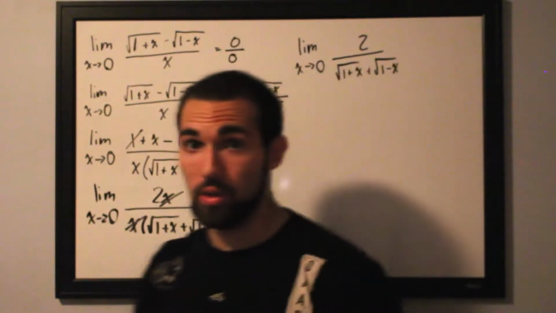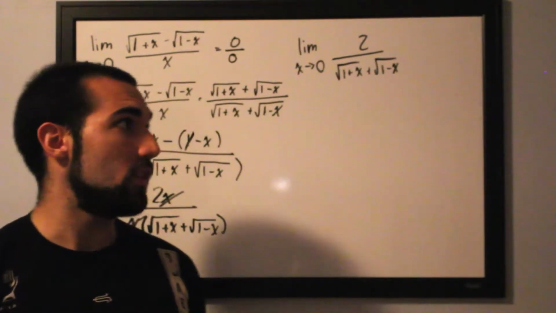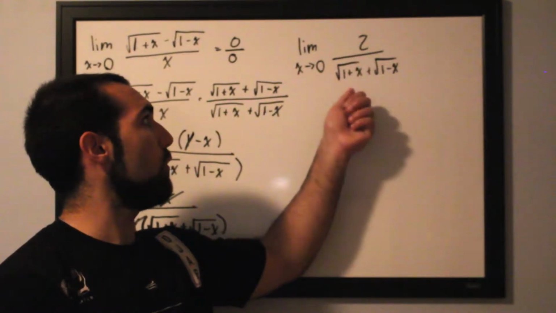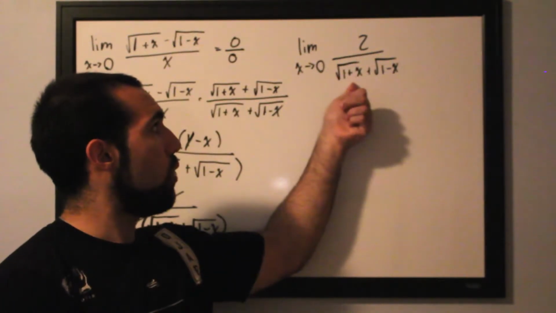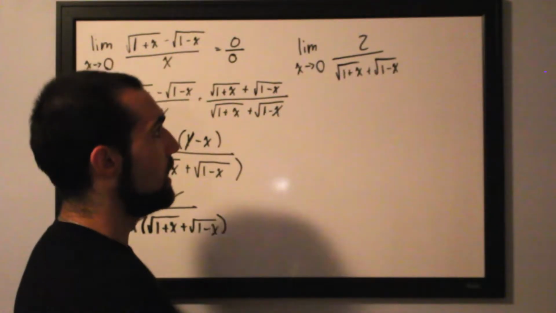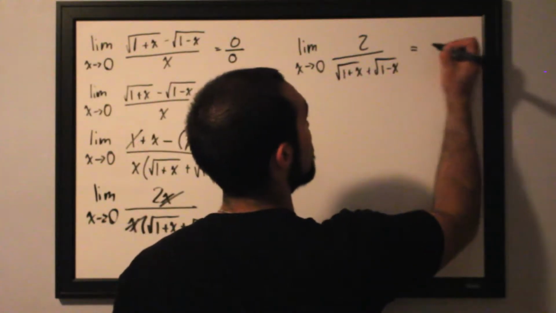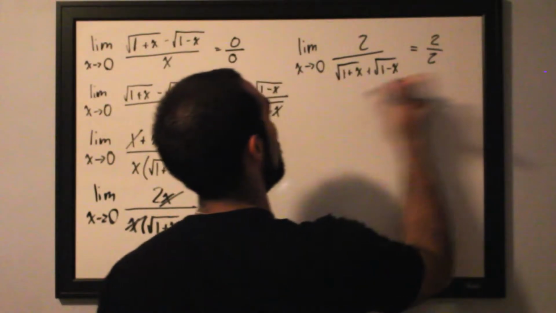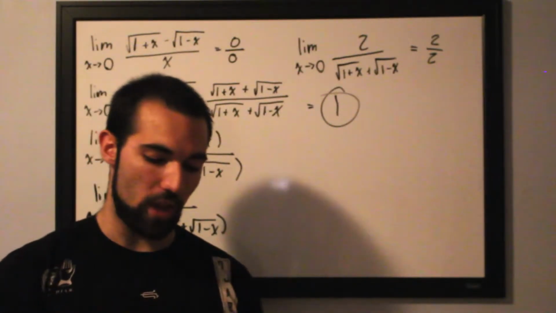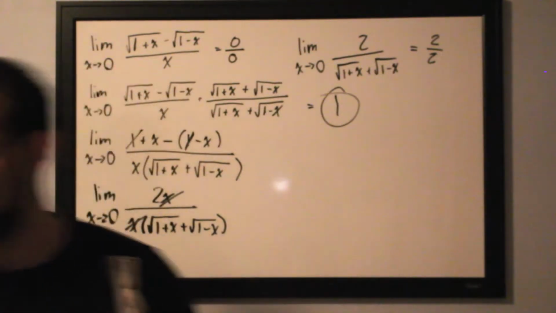Now we should have absolutely no problem plugging in 0 into this function. If we plugged in 0 over here, we would get 2 over the square root of 1 plus the square root of 1, which is also going to be 2 in the denominator, so it's going to come to 2 over 2, which equals 1. The limit as x approaches 0 for that nasty function is 1.